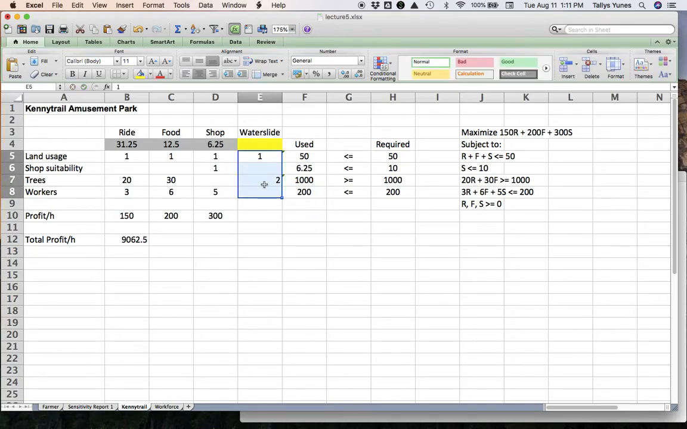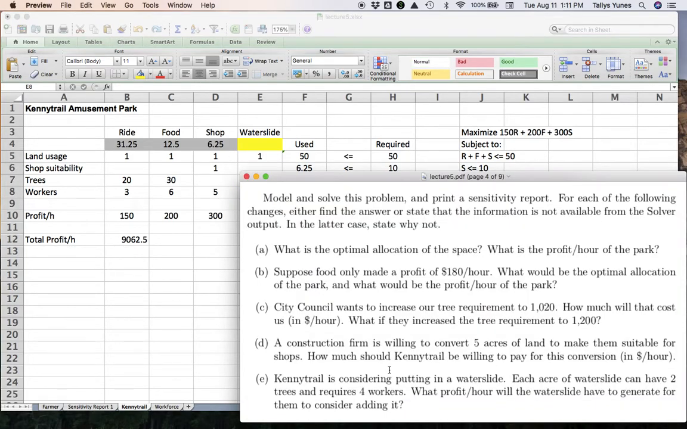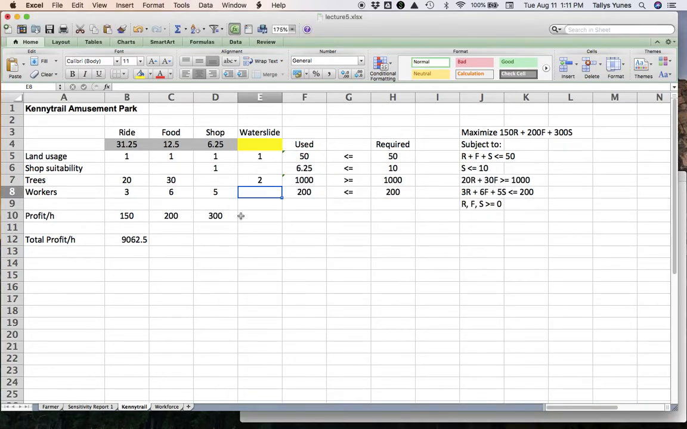And does it contribute to the worker constraint? Yes, because it needs workers, right? It needs 4. Great. 4 workers. So those will be the numbers in front of the water slide variable if I were to put the W variable in these formulas here.